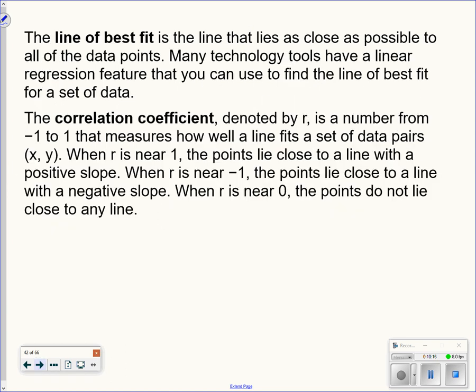So now the line of best fit is a line that lies as close as possible to the data. Many technology tools have linear regression features that will do the line of best fit for you. The correlation coefficient, denoted by R, is a number from -1 to 1, which measures how good the line is. If it's exact, everything fits on the regression line or line of best fit, the R value would be 1. If the data does not fit exactly, the closer you are to 1, the better the line is.